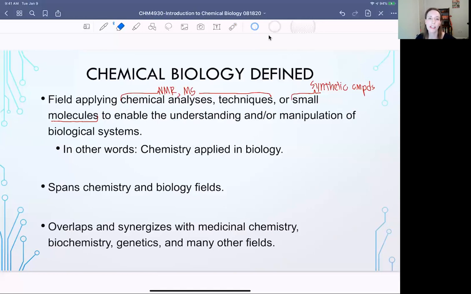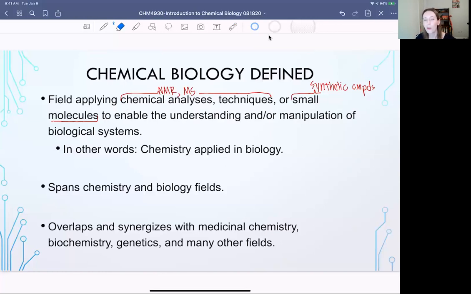So ultimately, we're using chemistry to advance the study of biology, and be aware there's a large gray area between chemical biology and other disciplines where there is overlap between the fields. So it's not completely possible to fully separate chemical biology out in its own field. It definitely overlaps with other areas of chemistry and areas of biology as well.